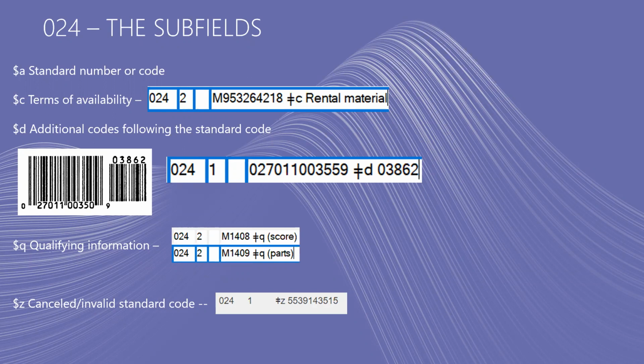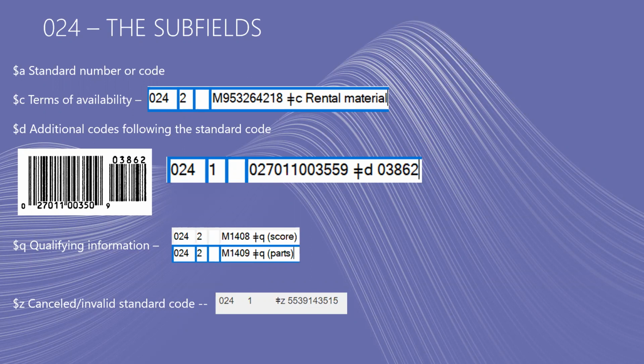Subfield D is the additional codes following the standard code. And this is where the manufacturer's price info might be placed. It's found above its own smaller little barcode. You can see to the right, the 03862. And it would be coded as 024 1 blank, 027011003559, and then subfield D, and that's where you'd put your 03862.